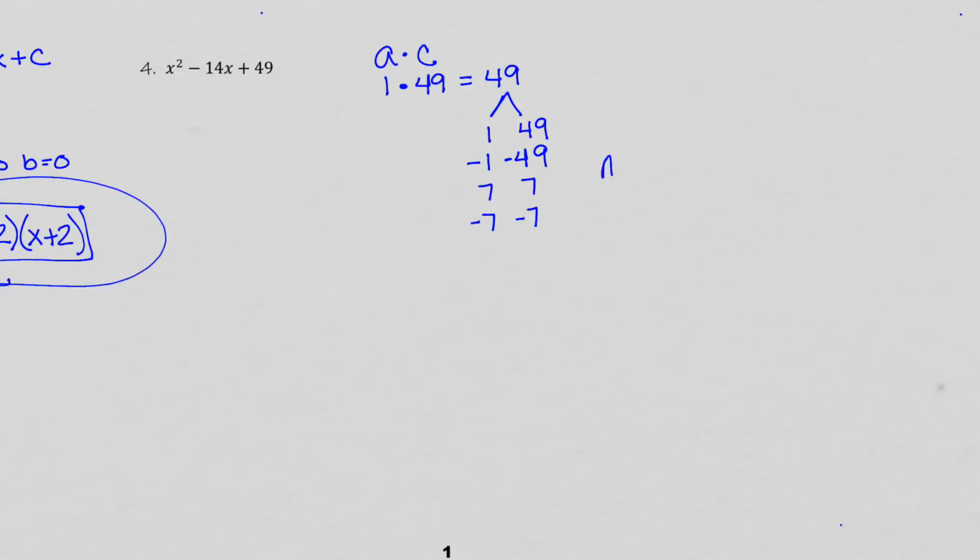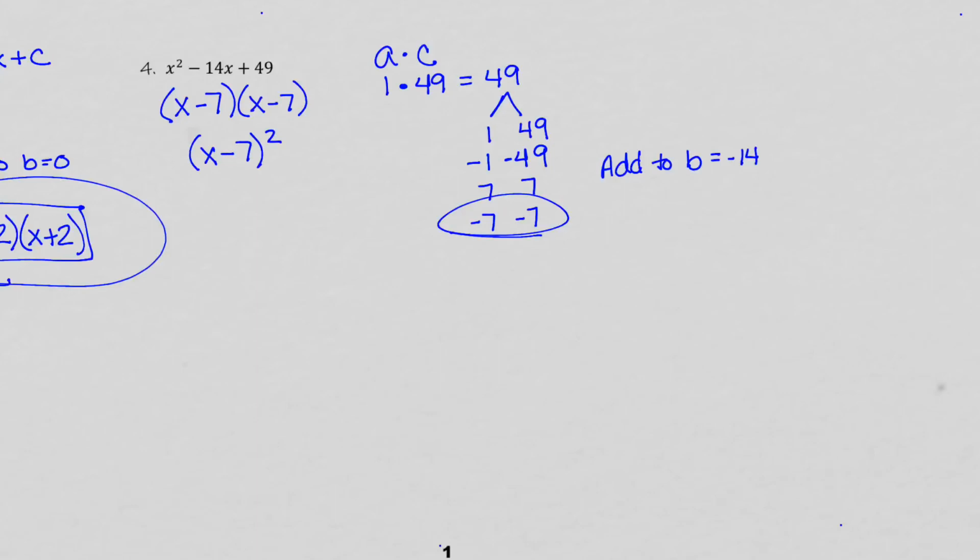But they need to add to b, which in this case is a negative 14. The only factors that add up to negative 14 are negative 7 and negative 7. So that means this factors to x minus 7 times x minus 7. Notice those are the same thing. So it is x minus 7 squared.